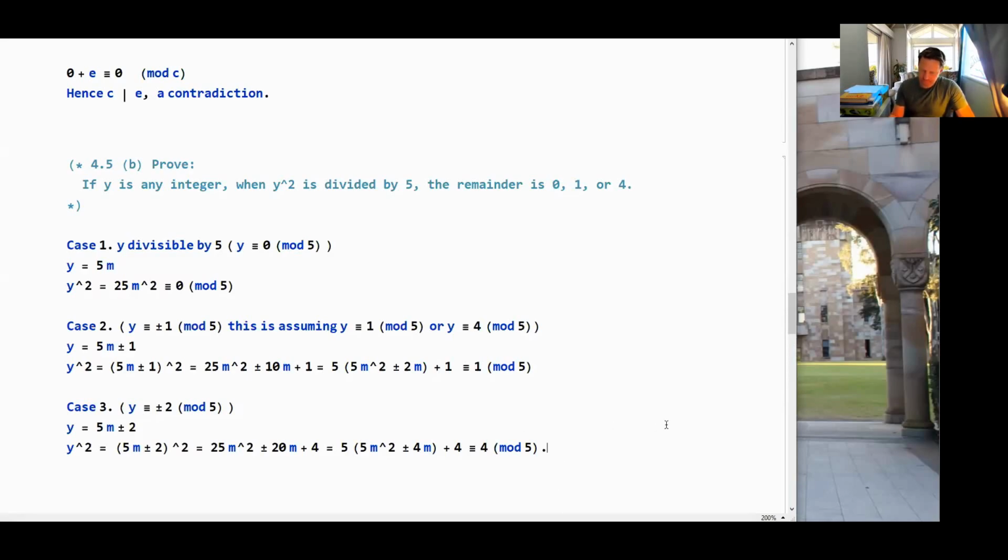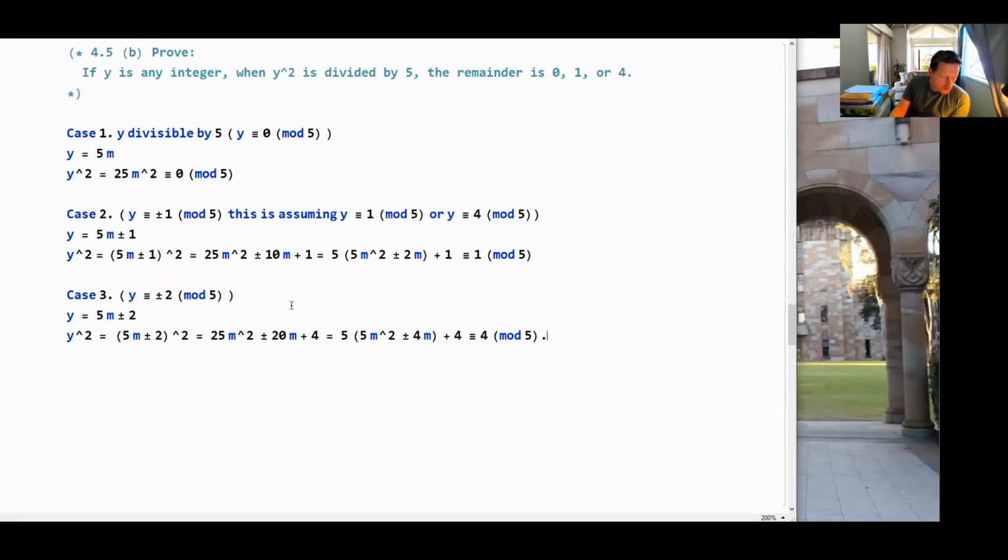Okay, so that completes the proof here because we've used all of the cases and we only got out 0, 1, or 4 mod 5 as the remainders when we divide y squared by 5. Any questions? Oh, good. Okay. All right.